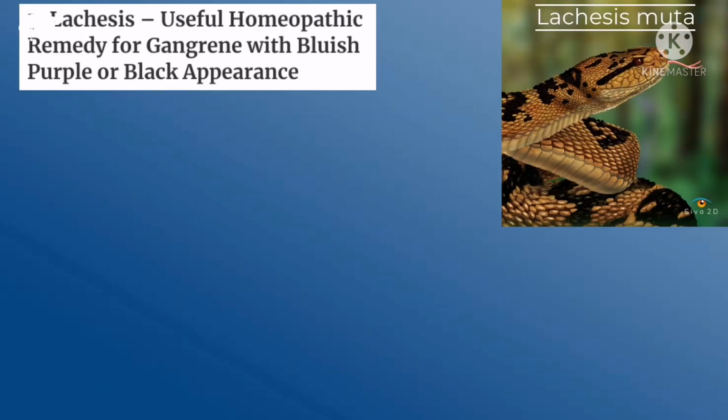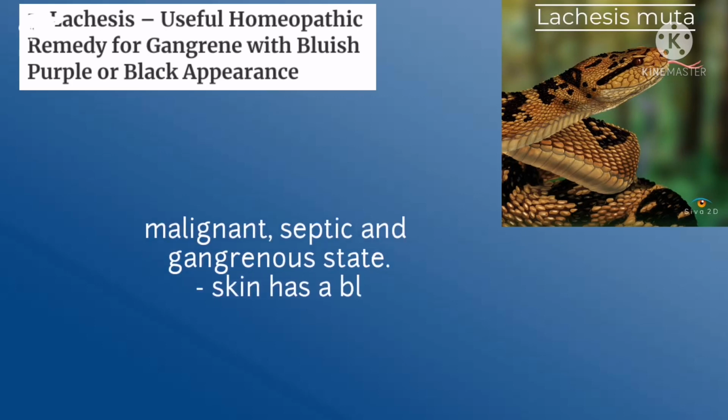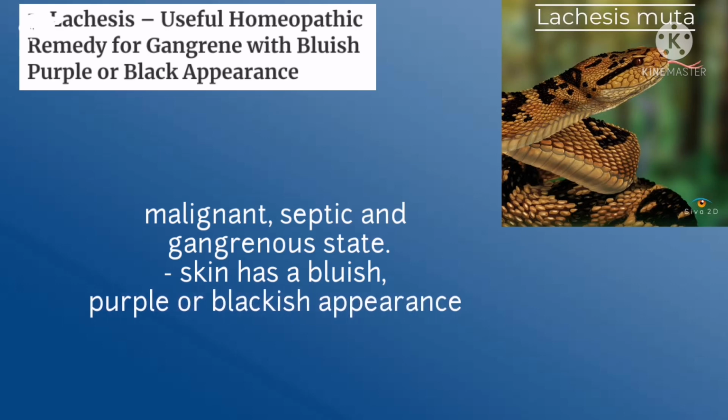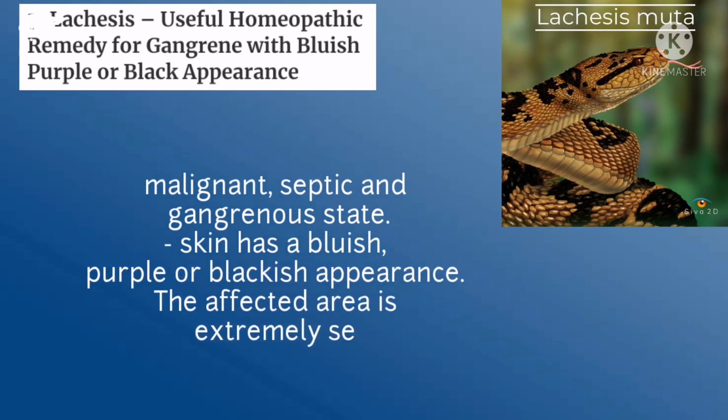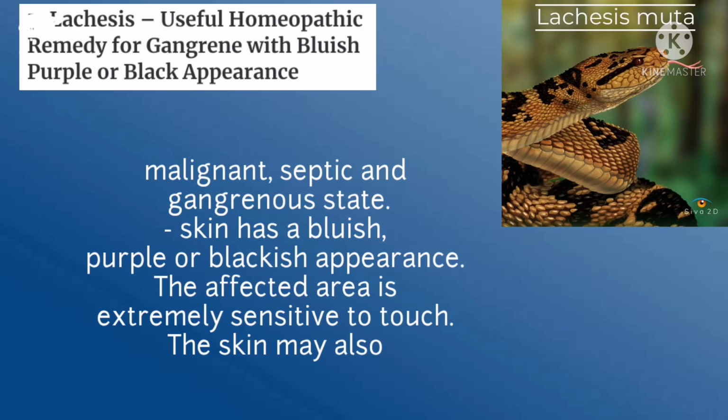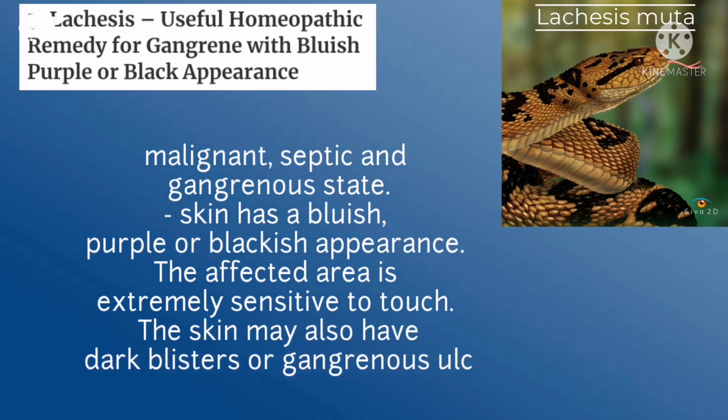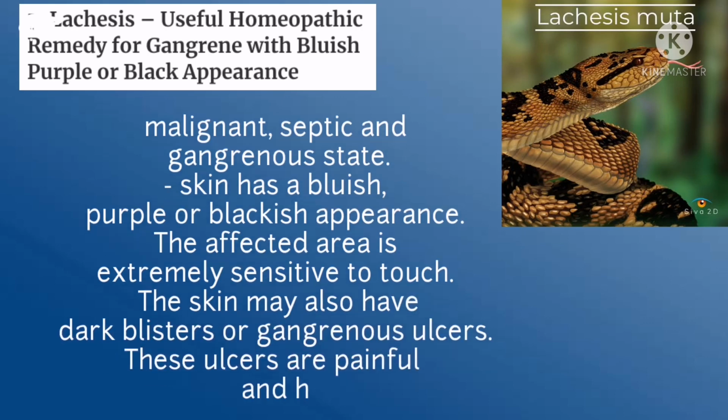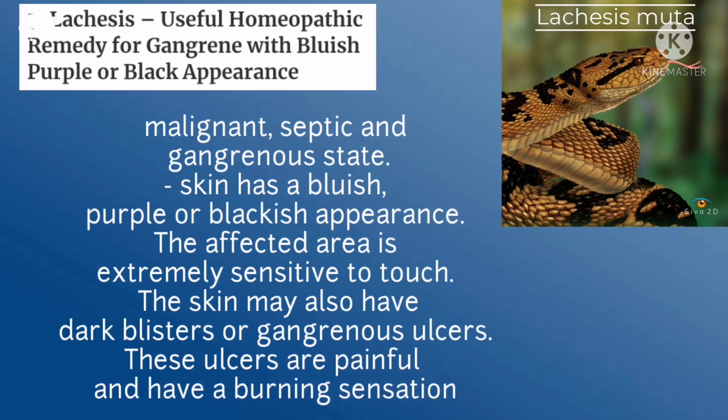Another best remedy is Lachesis. It is a useful homeopathic remedy for gangrene with a bluish, purple or blackish appearance. Lachesis is a good homeopathic medicine for gangrene when it occurs in a malignant and septic dangerous state. The affected area is extremely sensitive to touch. The skin may also have dark blisters or gangrenous ulcers. These ulcers are painful and have a burning sensation.